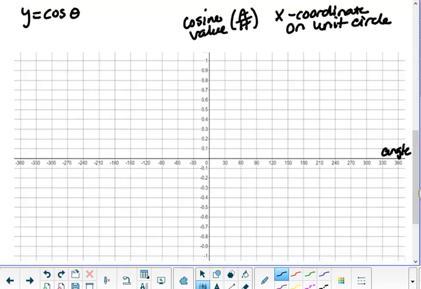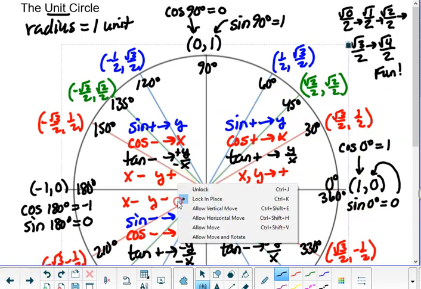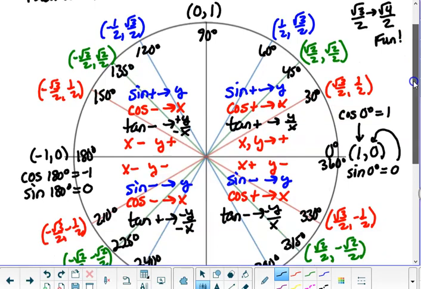Now, cosine's kind of odd because what I want you to think about here is, if we go back to the unit circle, this is a lot easier when I can point, but hopefully with my cursor you can see this. What's happening to the cosine value as we move around the unit circle? The cosine value is the x value. So here we have a fairly large x value. Well, actually, here's the very largest x value, 1.